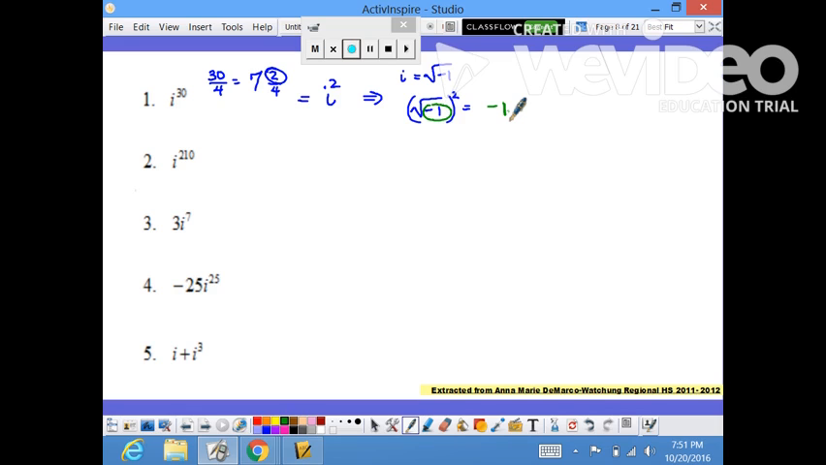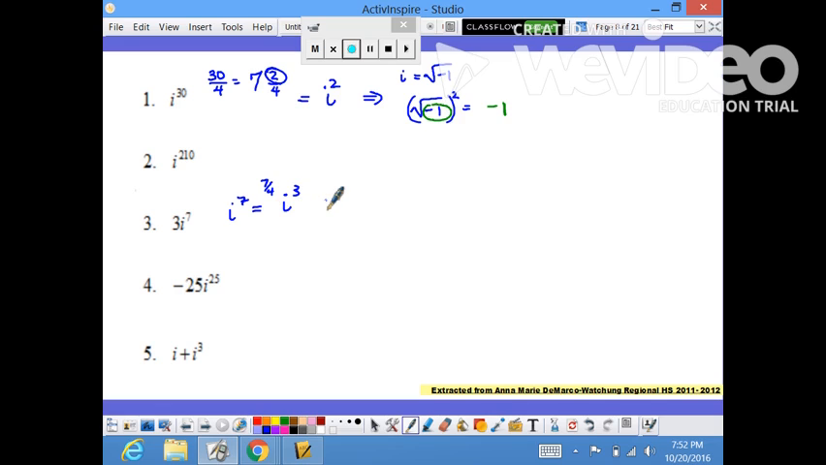We're going to skip down to number 3. Number 3 has 3 times i to the power of 7. Well, we're really concerned about the i to the power of 7 and not really the 3. So let's work with that and then bring the 3 in later. So i to the power of 7. That's more than 4, so we need to know what our remainder is. If you take 7 and divide it by 4, 4 can go into 7 one whole time, and you have a remainder of 3.